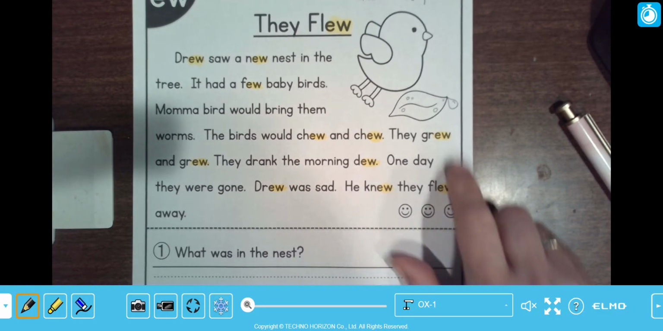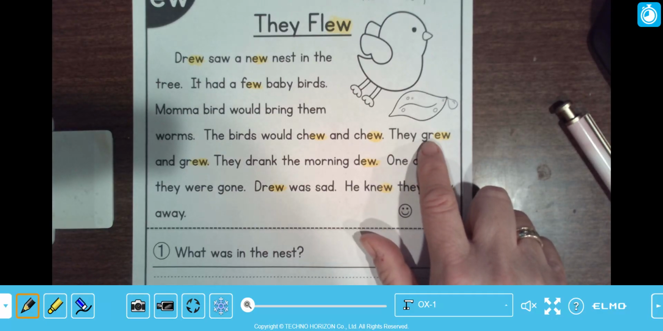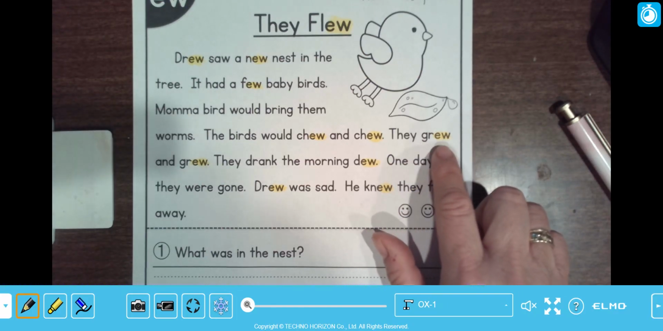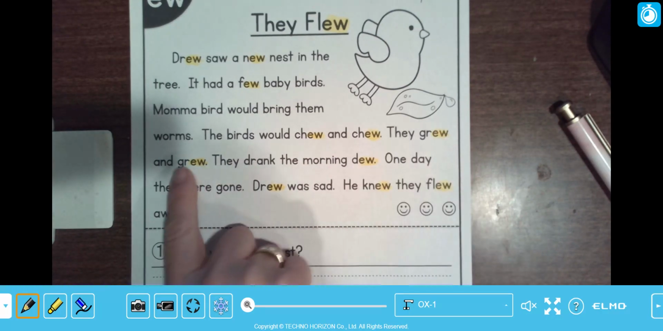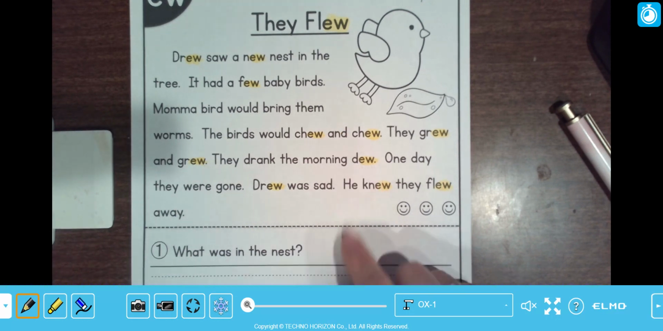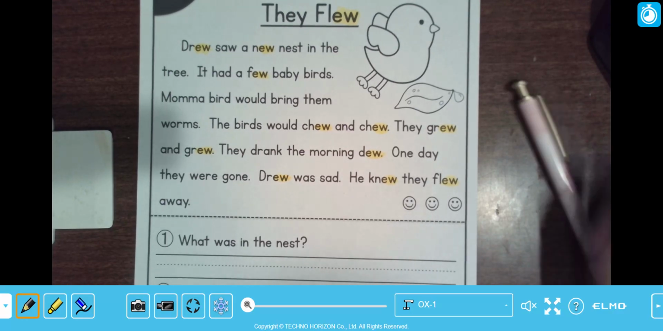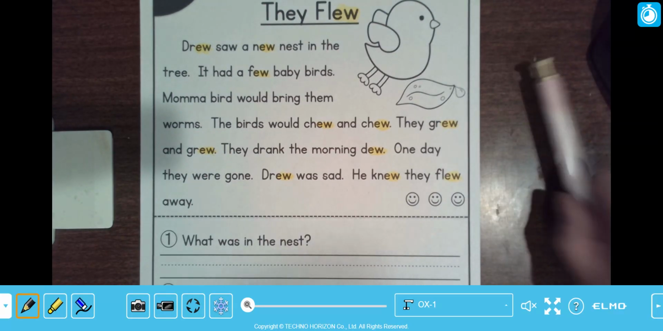Chew. What sound does the EW make? Ew. Let's read it. G, r, oo. What's the word? Grew. Yes. What's this word? Grew, right? It's the same word. Grew, grew. Okay, this one. What sound does the EW make? Yeah, it makes the oo sound. Okay.